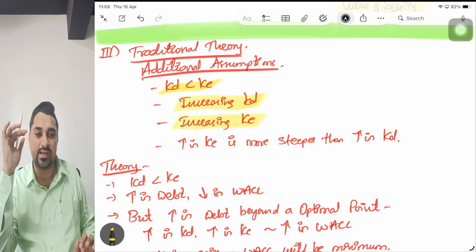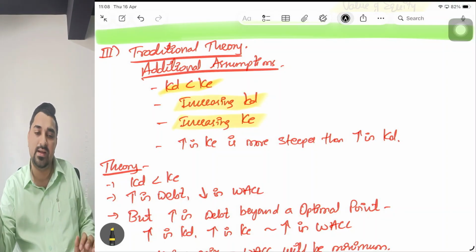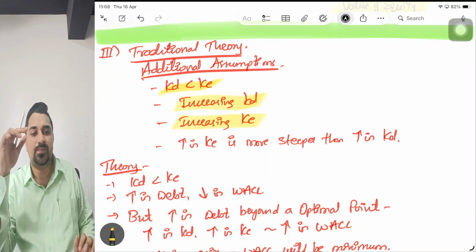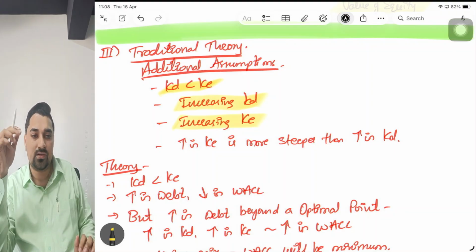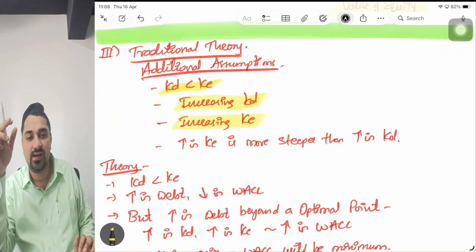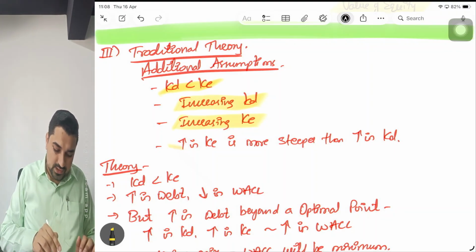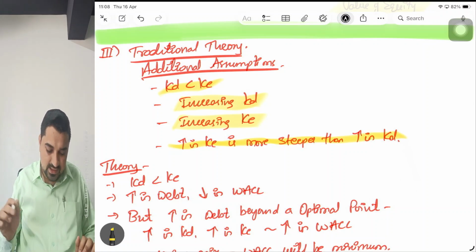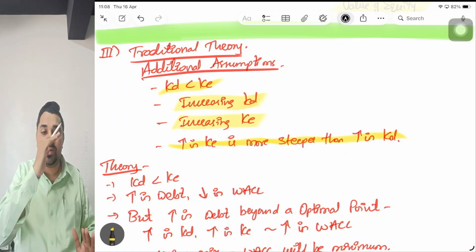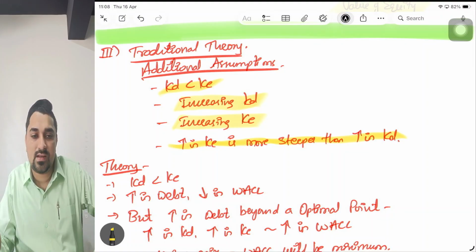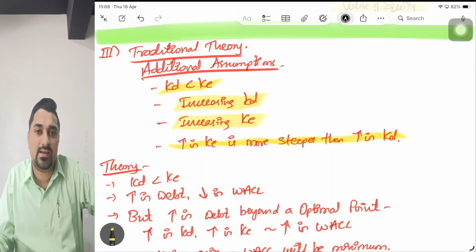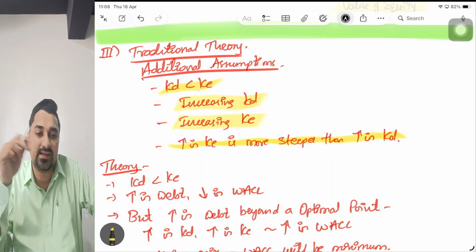The second approach said KD is constant, KE is increasing. Here this approach says KD is also changing, KE is also changing. In other words, increasing KD, increasing KE. And what is important, the increase in KE is steeper than the increase in KD. In other words, KE increases much faster than KD.